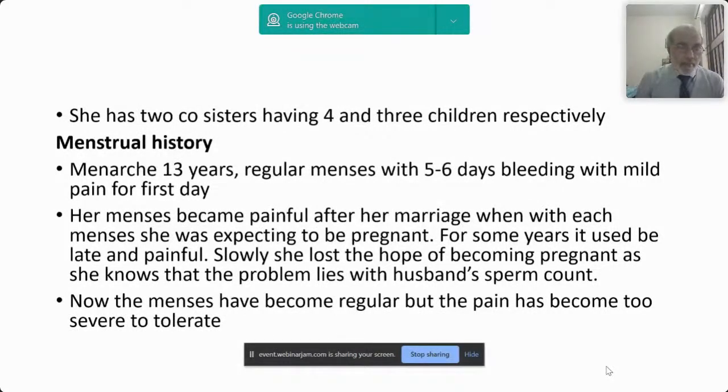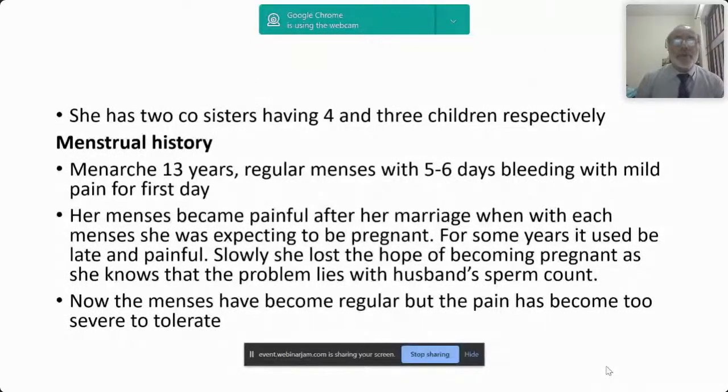Her menstrual history is menarche at 13 years, regular menses with 5 to 6 days bleeding with mild pain on the first day. This is earlier. Her menses became painful after her marriage, when with each menses she was expecting to be pregnant, because each time she was thinking, oh, this time I may not get menses and I will become pregnant. So it used to be late, but whenever she was getting menses, it used to be very painful because she was expecting something and actually something else was happening. Mentally also, she used to cry during menses because she did not want to get menses. For some years, it used to be late and painful.